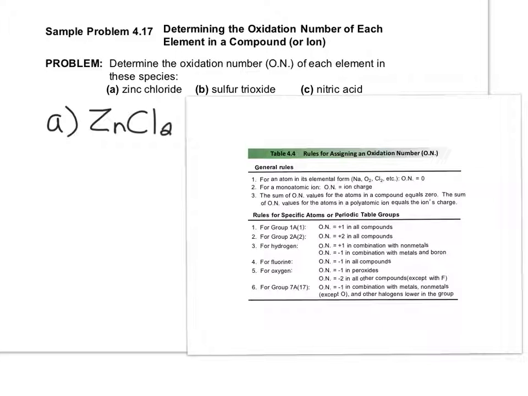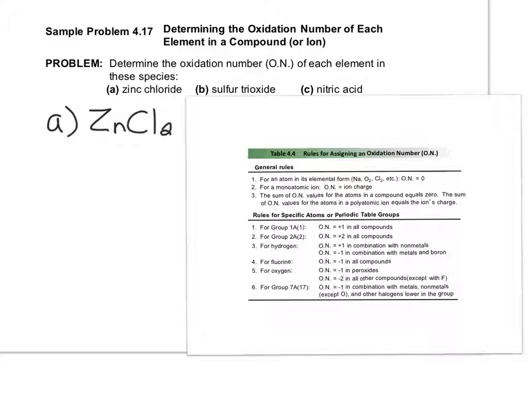And it says the general rules. Number 1, for an atom in its elemental form, the oxidation number is equal to 0. Number 2, for a monatomic ion, the oxidation number is equal to the ion charge. And number 3, the sum of oxidation values for the atoms in a compound equals 0. The sum of oxidation values for the atoms in a polyatomic ion equals the ion charge. All right, and then we have all these rules for specific atoms on the periodic table.